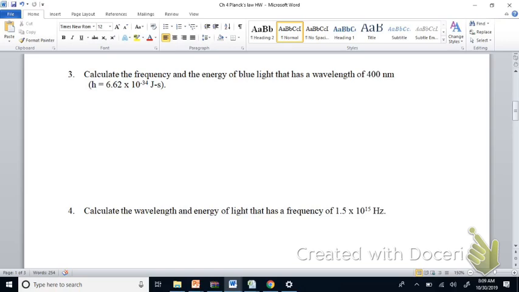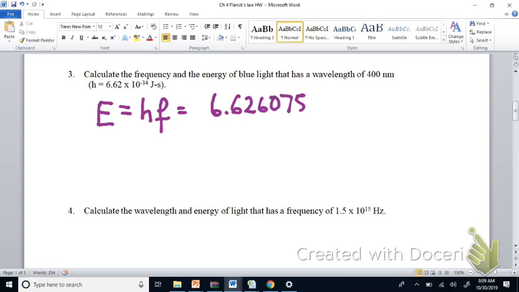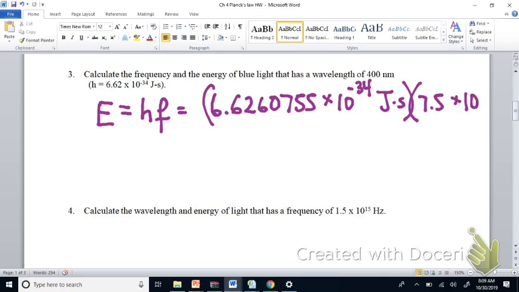Okay, now we can answer the second question, which is to calculate energy. And I'm going to use the value we just determined. So I'm going to use the equation E equals HF. We know that H is 6.6260755 times 10 to the minus 34 joules times seconds times the frequency, which we just calculated to be 7.5 times 10 to the 14 inverse seconds.